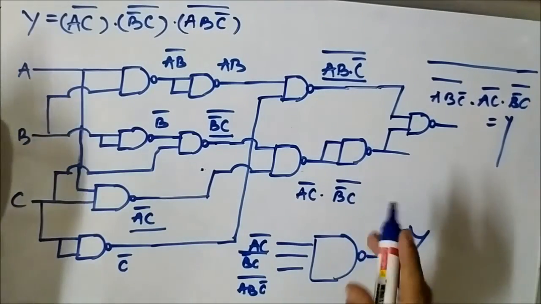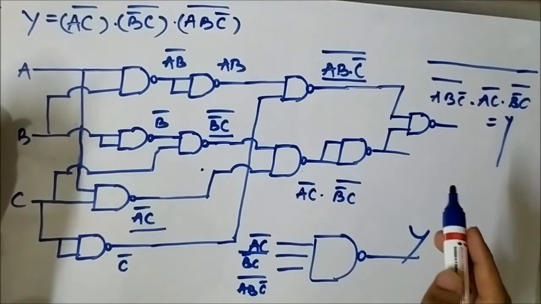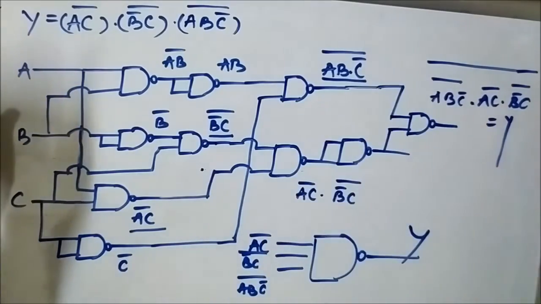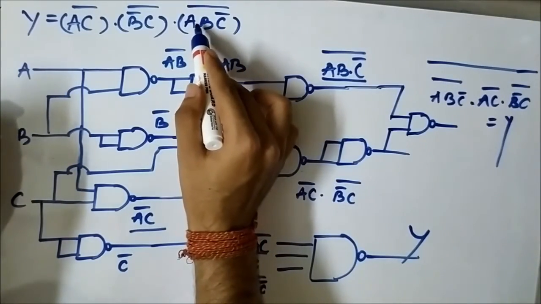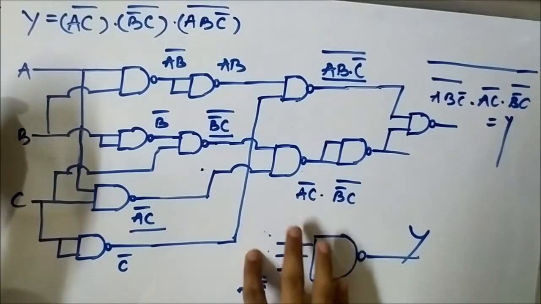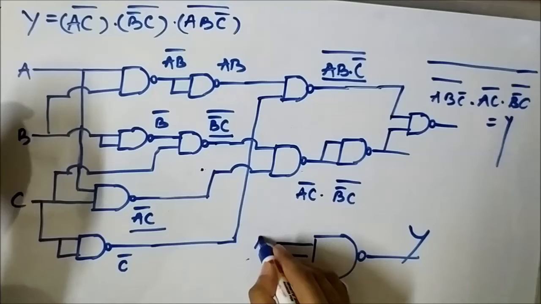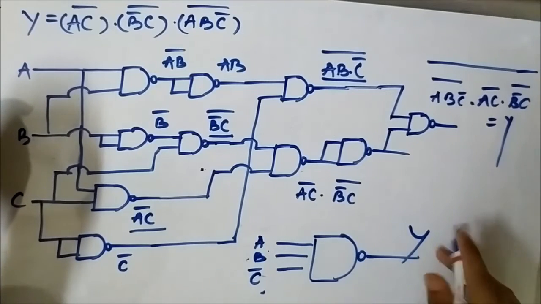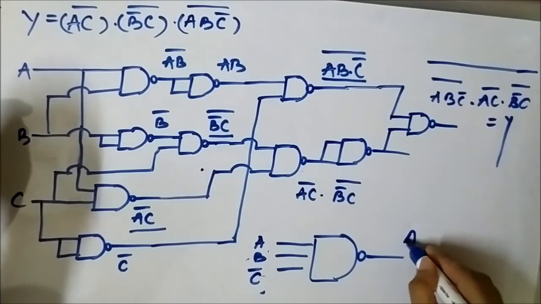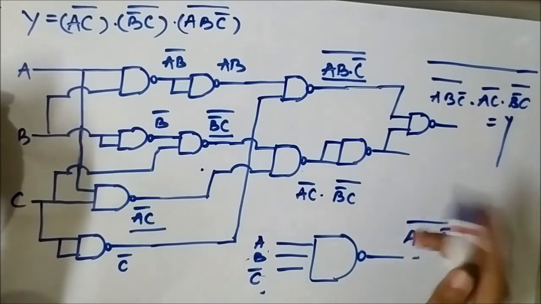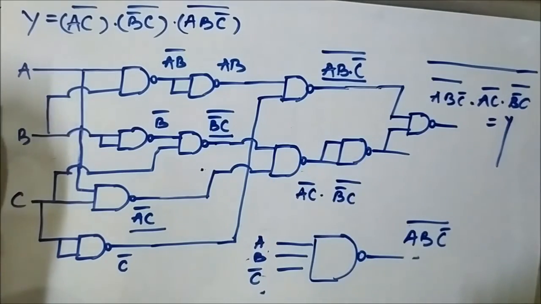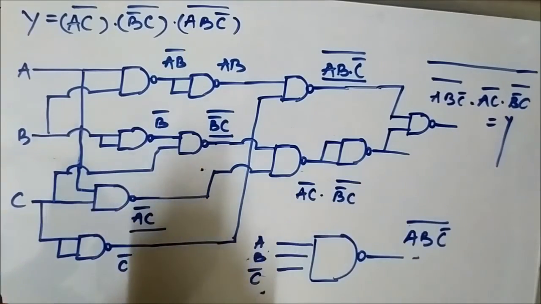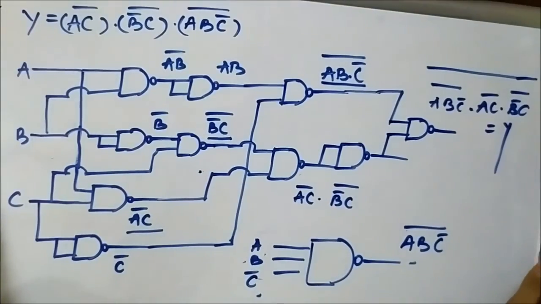Here it is not mentioned in the question that three input NAND gates are allowed, so we have to go by this. Again, for the same thing, if three input NAND gates would have been allowed, we could have used one to get this ABC complement expression also, that is A, B and C complement, and we would have got the expression ABC complement whole complement directly. But here we use two input NAND gates and it became a little bit lengthy and required more NAND gates.